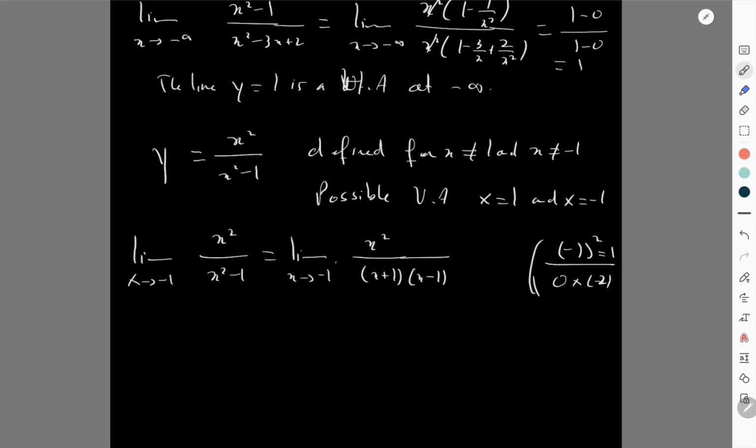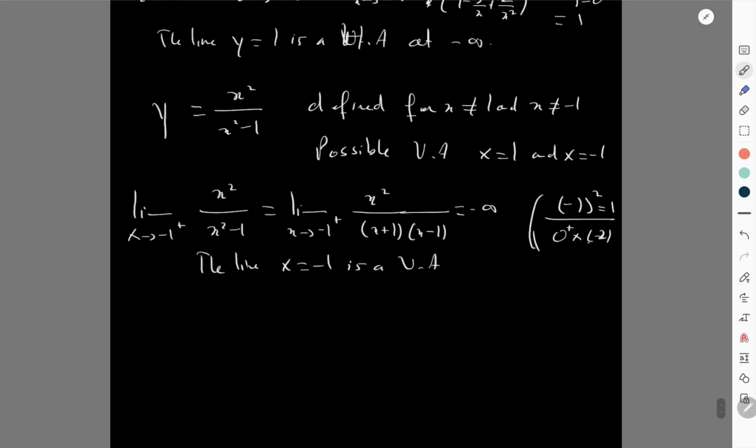Now if I take x going to minus 1 plus, then I'll be sure that the 0 is positive, because if x is bigger than minus 1, then x plus 1 is bigger than 0. So what do I get? I get 1 divided by 0 plus times negative 2. The answer is a negative number, so it's negative infinity. Okay, so let's look at this one here. So the line x equal minus 1 is a vertical asymptote.